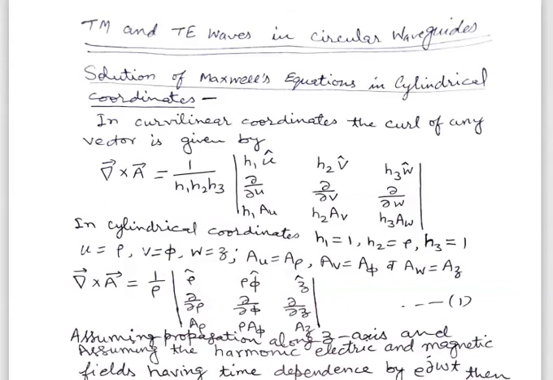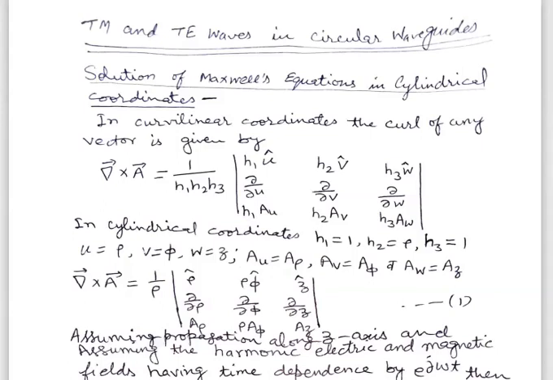in order to find out the field components of electric and magnetic field and the various other parameters like cutoff frequency, cutoff wavelength, etc. First of all, we solve the Maxwell equations to find out the field components of the waves propagating along the z-axis, which is considered here the axis of the circular waveguide.